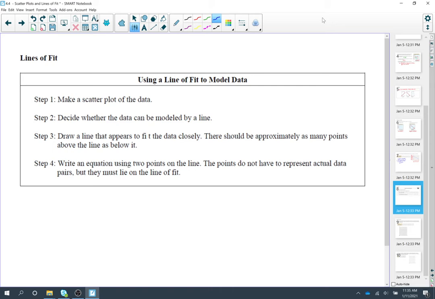Step 3, draw a line that appears to fit the data closely. There should be approximately as many points above the line as there are below it. And then step 4, write an equation using 2 points on the line. The points do not have to represent actual data pairs, but they must lie on the line of fit.